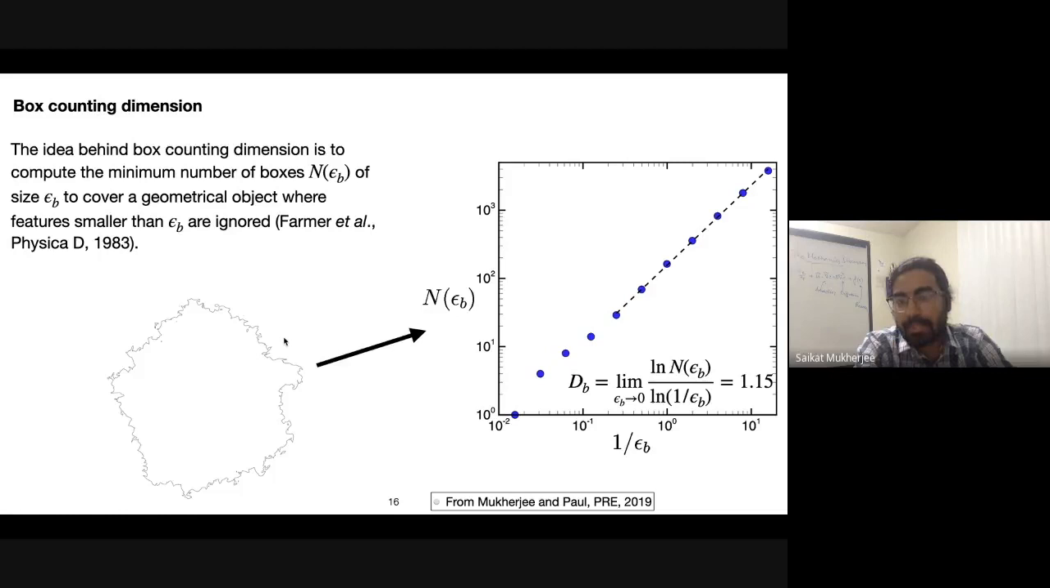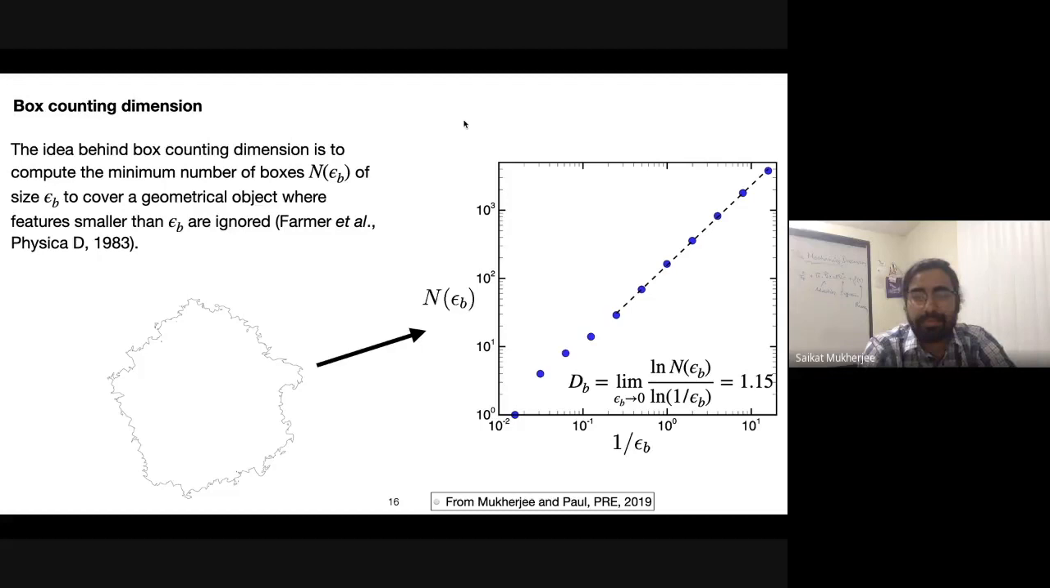Now, as you decrease the size of your boxes, you keep the count, and you can actually find the box counting dimension by this limit, by this expression here, with epsilon_b going to zero. In actual practice, we just plot a number of these values, and we see where this log-log plot is reaching a slope, and we calculate the slope to get our box counting dimension.